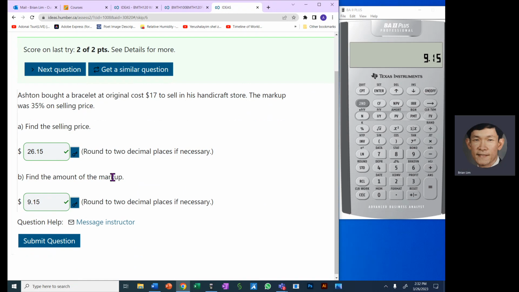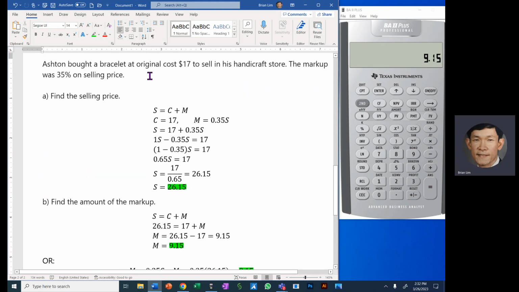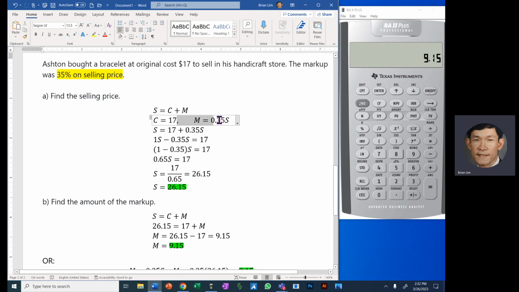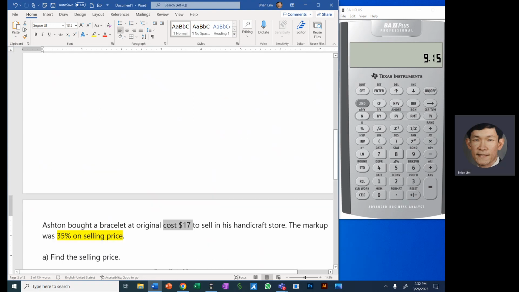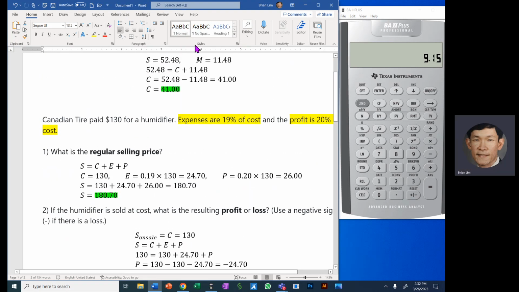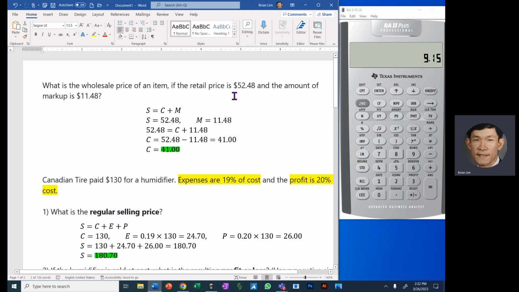Okay, so that is one where the markup is based on the selling price, right? 35% on selling price, correct? So don't be fooled. You have to use this 0.35s. It is not based on the cost as was the previous question. This is the cost. If you went back to the previous question, the expenses is based on cost, profit on cost, and the other question here, the retail price, the amount of markup. Oh, sorry, we're given the amount of markup.